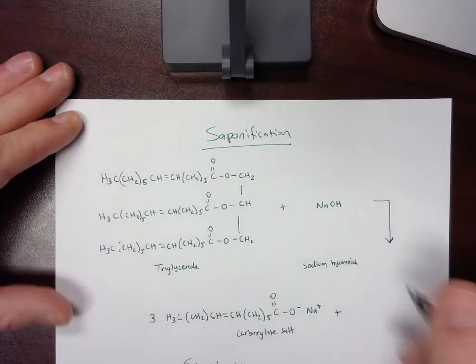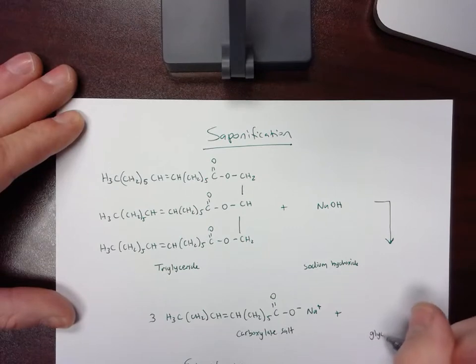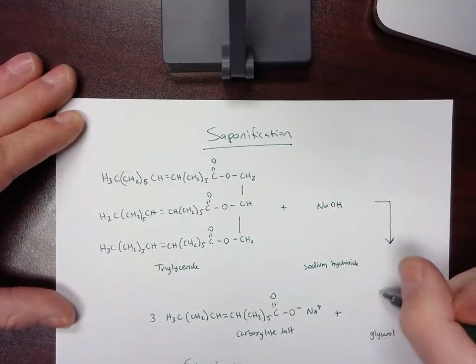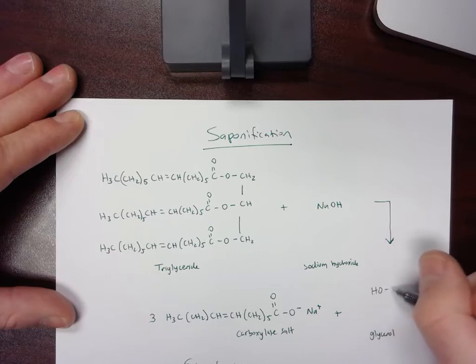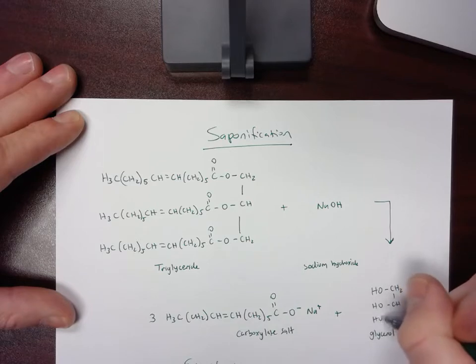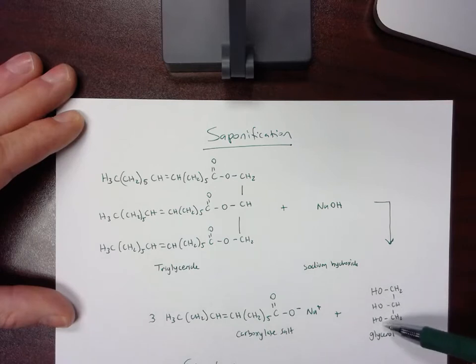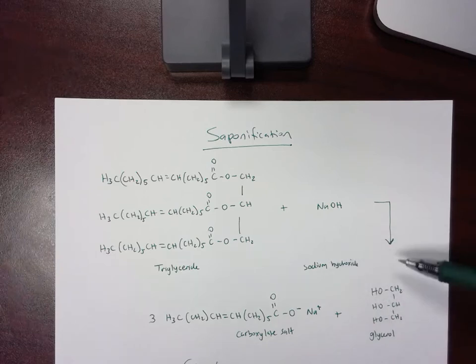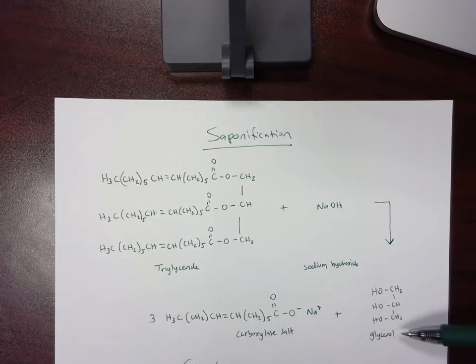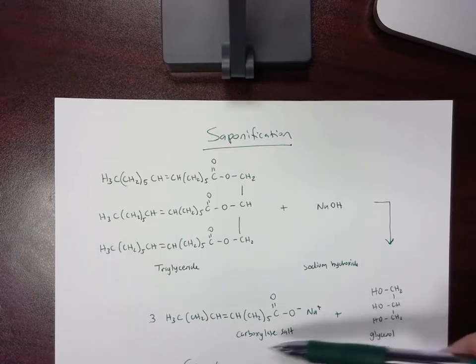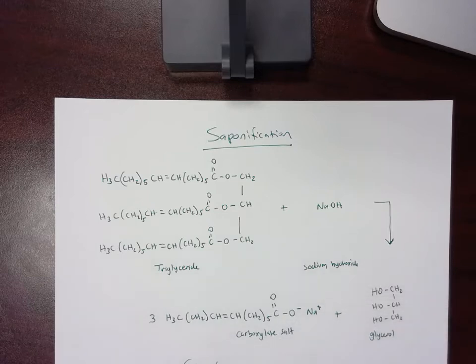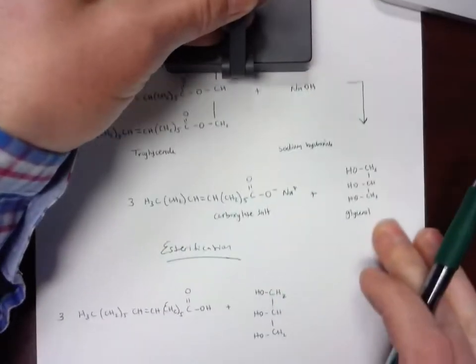And then, of course, the other product is glycerol, which is just that. It's a trialcohol. And that's it. This is what we did in lab. You didn't know you got glycerol because we didn't separate that out, but glycerol was in your product along with the carboxylate salts, and this is actually the soap right here. Okay, so that is saponification.